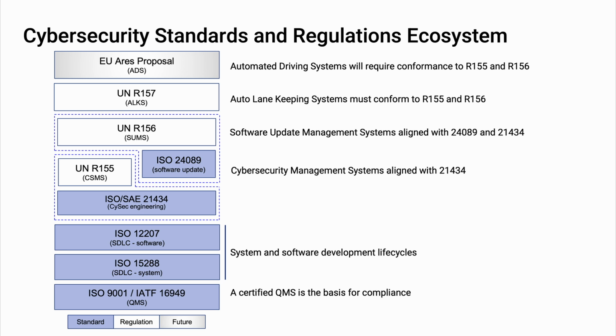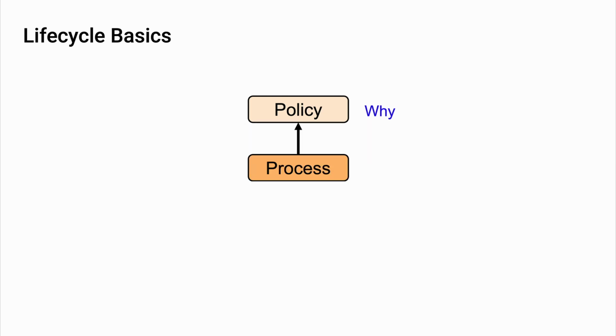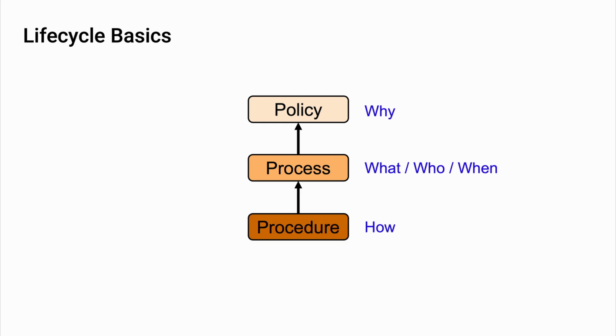Let's take a step back now and ask ourselves, what is a life cycle? To understand a life cycle, it's important to first organize the space that the life cycle occupies. We start with policy because policy tells us why we do things. Policies motivate our actions. The next level down are processes. These are the what, who, and when that allow us to implement these policies. Finally, we have procedures. These are the how. Procedures are very specific. They take a generic process and provide concrete steps as to how to implement it.